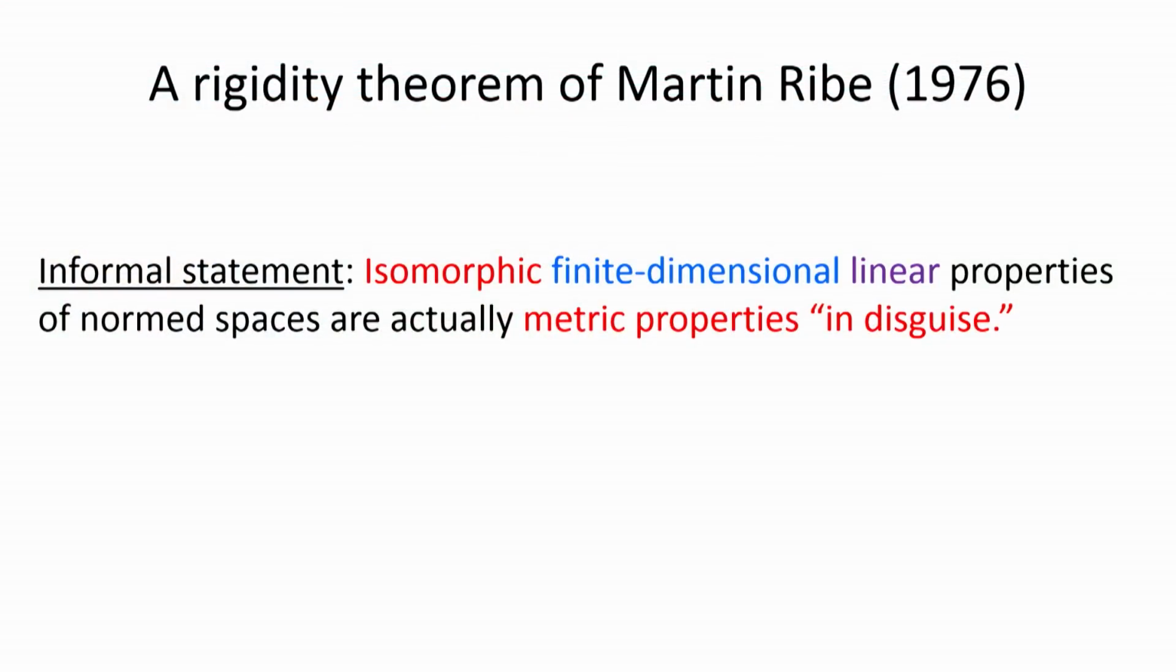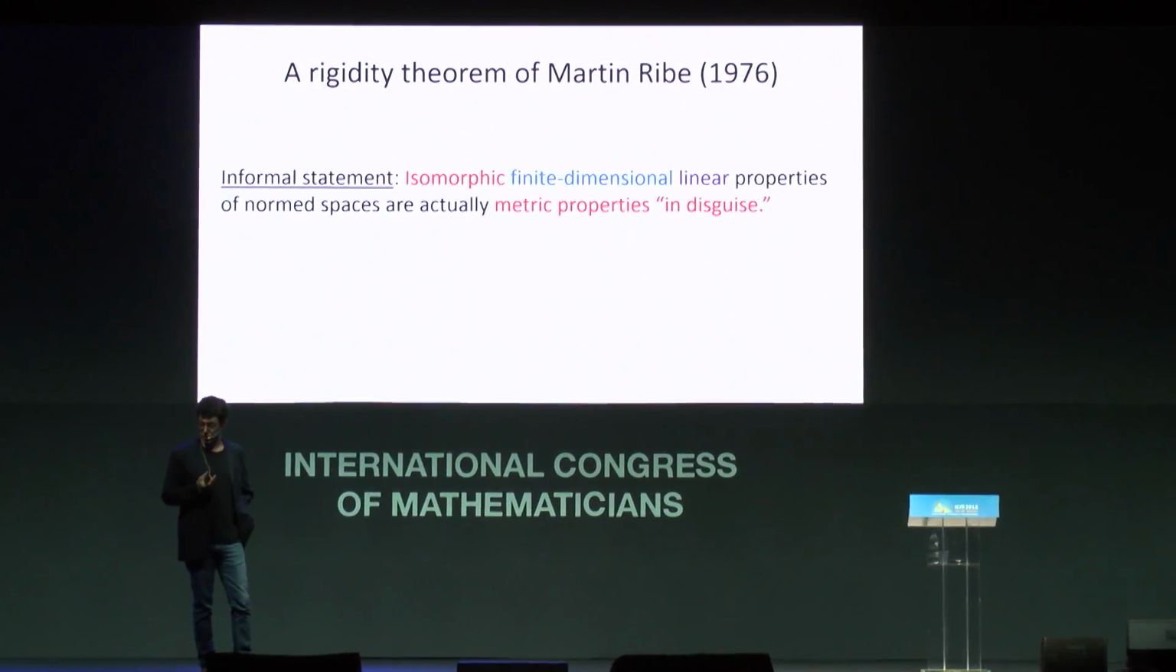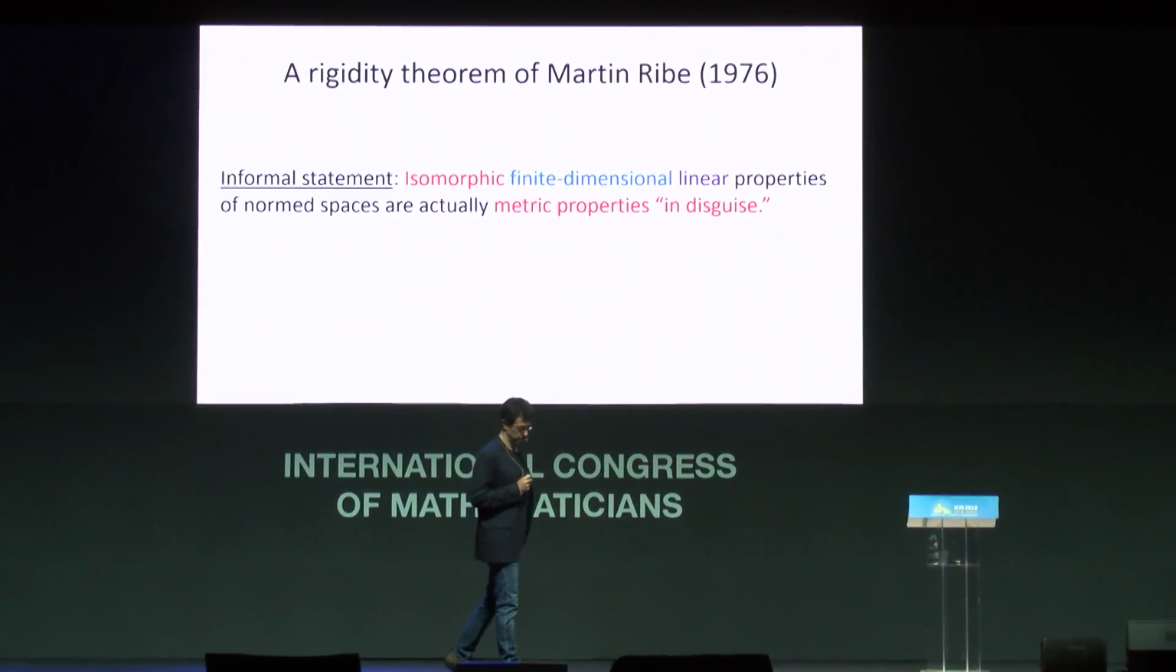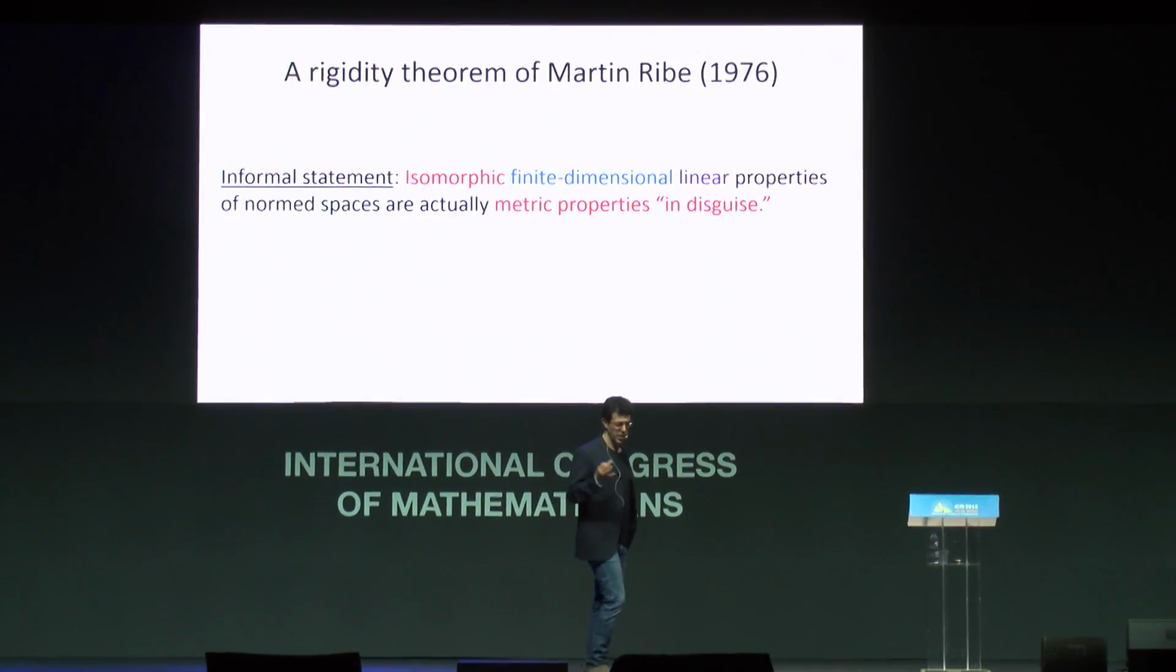So Martin Ribe, I never met him. He did his PhD in the 70s in Sweden, and then left mathematics. In his short career, he has a few papers, very influential ones. One of them is a rigidity theorem, which really opened Pandora's box. And it's a very influential result, and I want to explain it, but let's start informally.